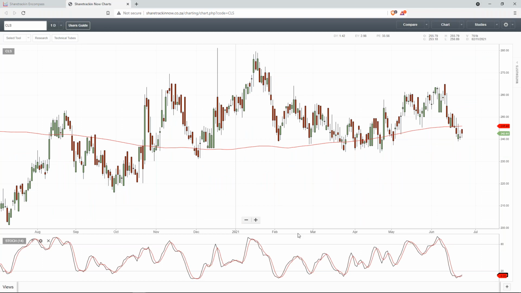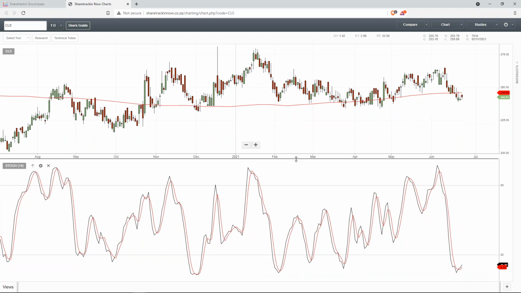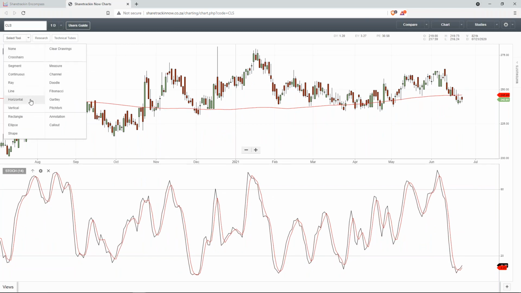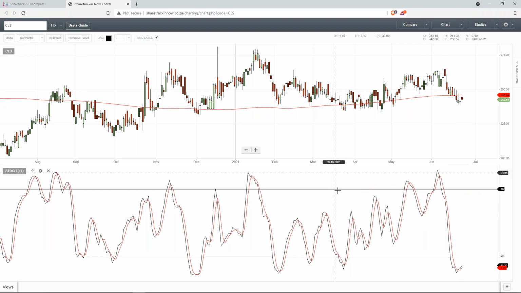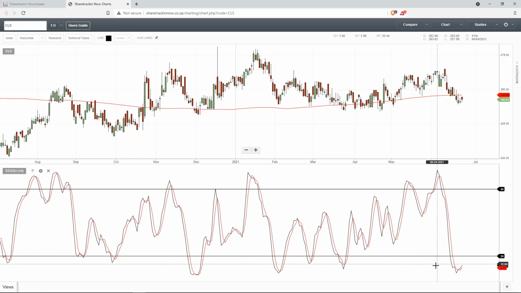Now, how the stochastic works, I'm just going to enlarge this quickly. It has two lines separating the overbought and the oversold sections. The first one is your 80 line, which is your overbought section. The other one is your oversold one, the 20% line. Anything below 20% is your oversold section. Anything above the 80 is your overbought section. You typically want a share to be below the 20% line when you buy shares. When you want to sell shares, then it needs to be above the 80 line.